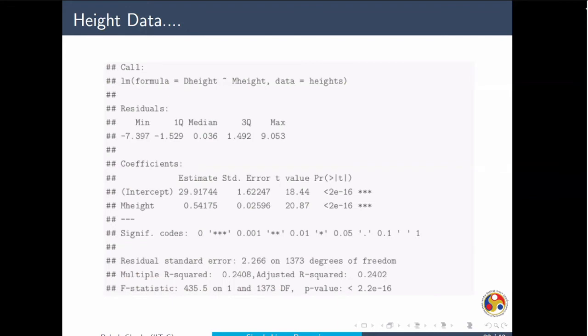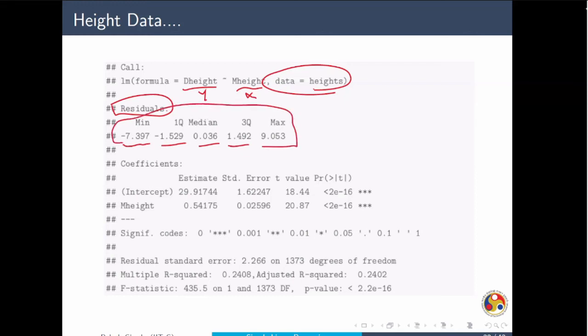This is very interesting, and this is the result that you expect. This is the formula: daughter height is my Y, M height is my X, and this is my data, the height data. This gives you the residuals. What is the minimum residual? In this case, minus 7.39, the first quartile is this, the median is 0.036, the third quartile is 1.49, and the maximum value is this one. So the residuals lie between about minus 7 and 9. That is the residual statistics here, and these are the estimated coefficients.